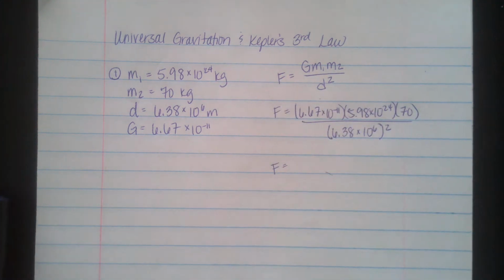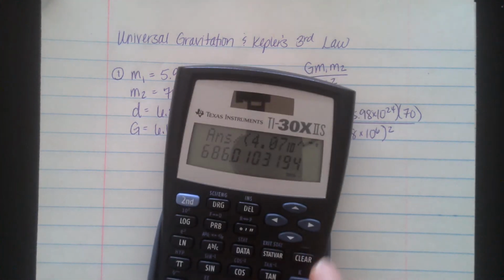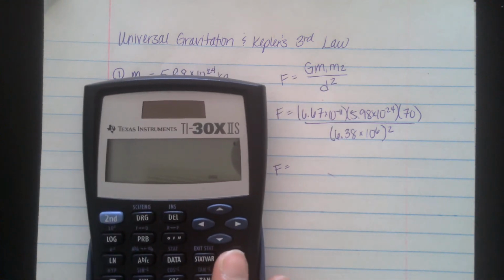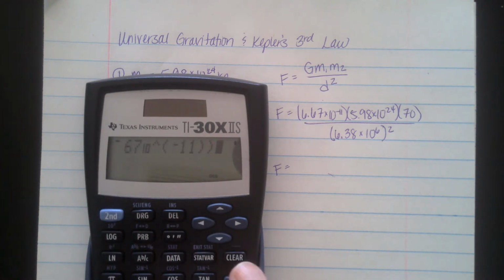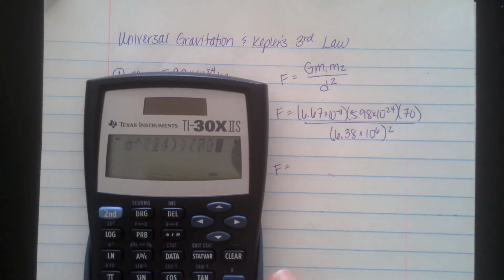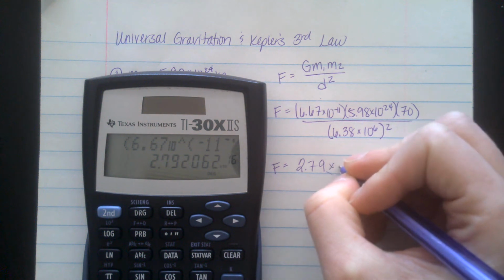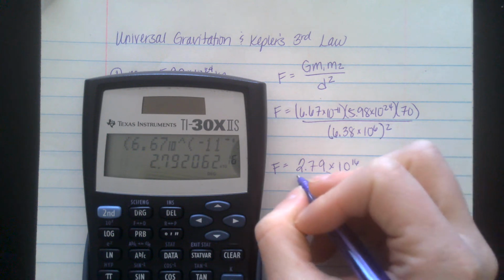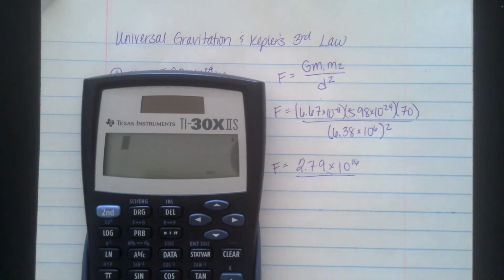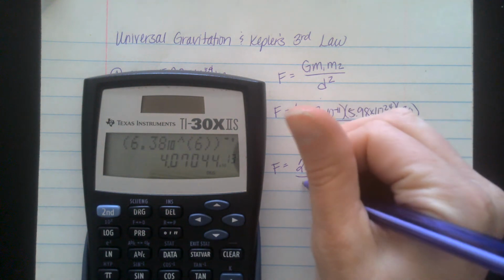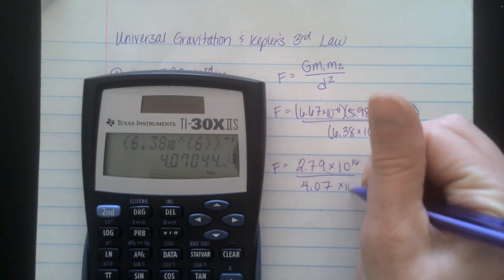So I'm going to show you how to plug these numbers into this calculator, but if you're using the online Google calculator, that's fine too. But either way, I would put these numbers in parentheses. I'd be smarter than the calculator. Okay, there's my numerator, so I end up getting 2.79, I'll round to the hundredths, times 10 to the 16th. And now I'm going to solve the denominator, 6.38 times 10 to the 6th, put that in parentheses and square it. 4.07 times 10 to the 13th.